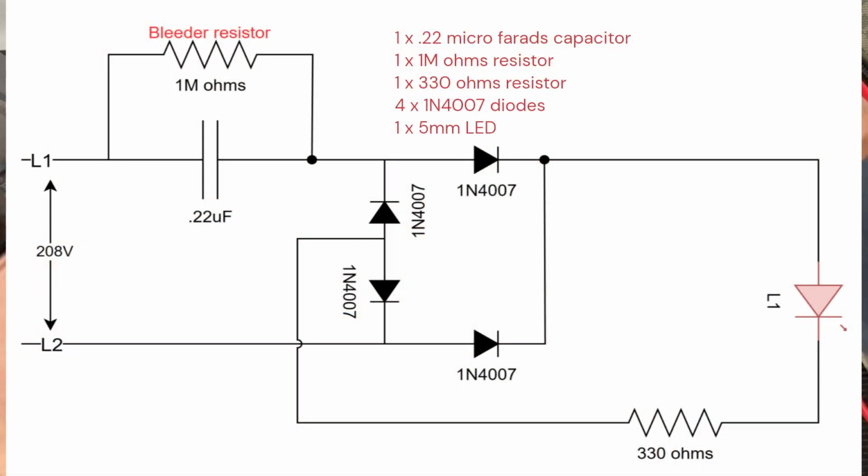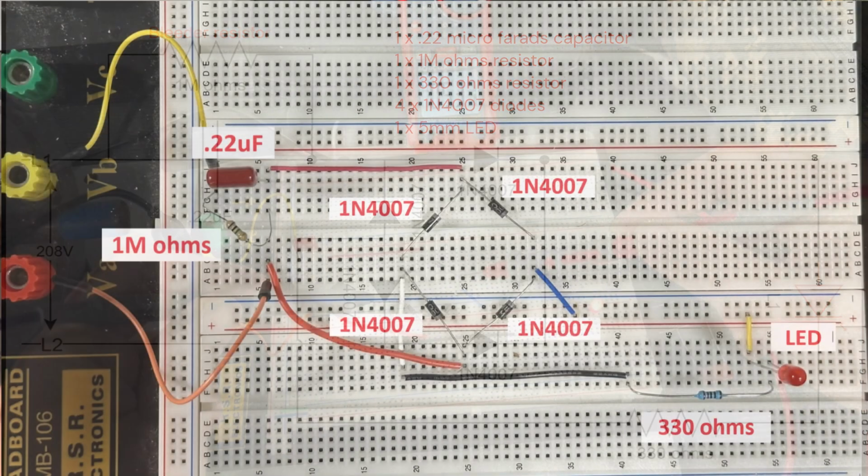Here is the diagram with all the components we need. One 0.22 microfarads capacitor, one 1 ohm resistor, one 330 ohms resistor, four 1N4007 diodes, and one 5 mm LED. And here is how it looks on the breadboard.